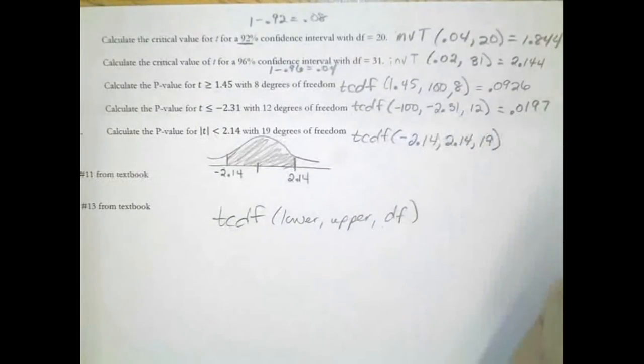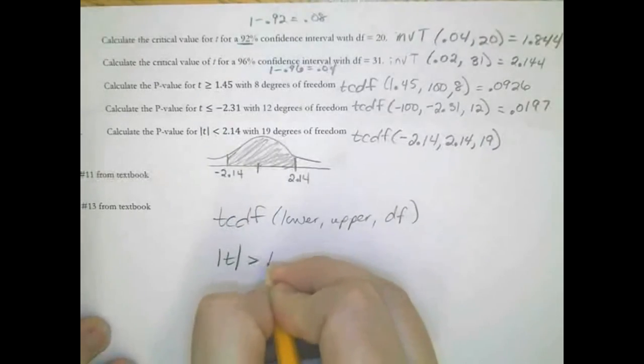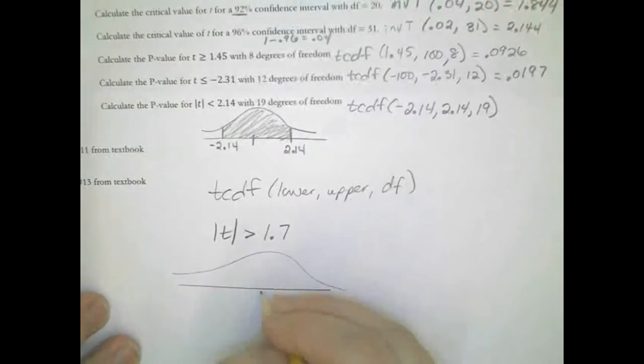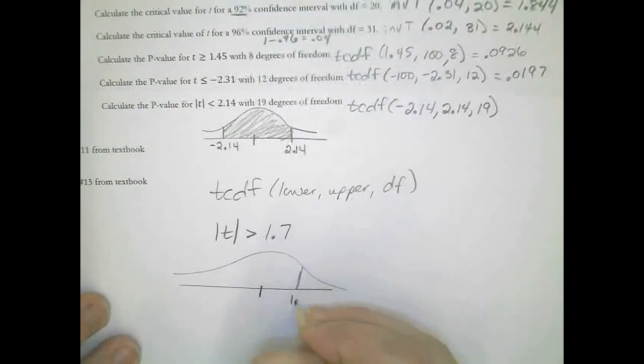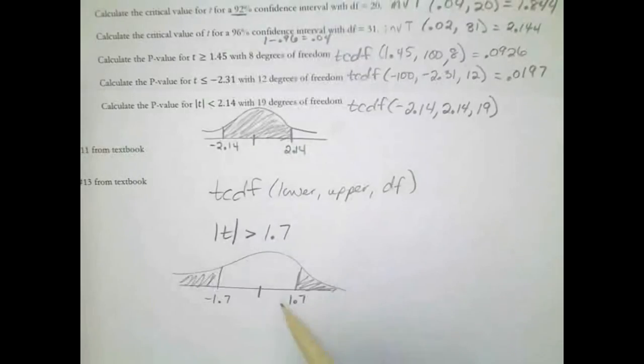Now, if you had a question that said the absolute value of t is greater than, let's say, 1.7, what would happen here is 1.7 is right about here, and I'd shade to the right. But then I'd have to go to the left of negative 1.7. So for this one, you could do one of them and then multiply it by 2, or you can find both of these by doing TCDF functions and then just adding them up. Okay?